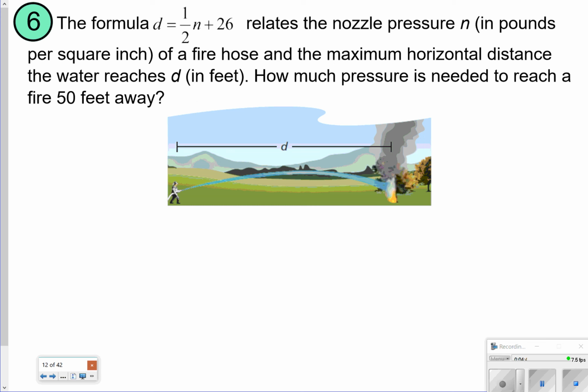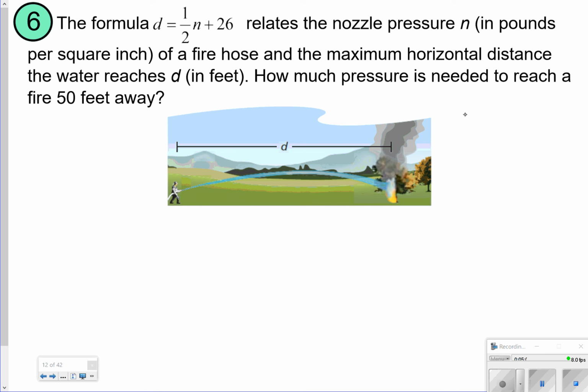Last one, this one, and then we're going to talk about one more thing, just a refresher. The formula D is equal to 1/2 N plus 26 relates the nozzle pressure N in pounds per square inch of a fire hose, and the maximum horizontal distance of water reaches D in feet. How much pressure is needed to reach a fire 50 feet away?